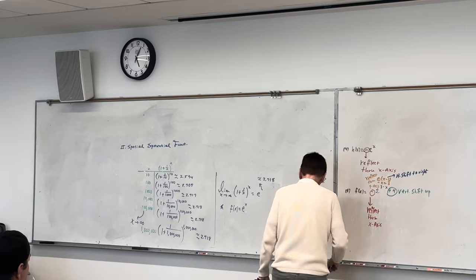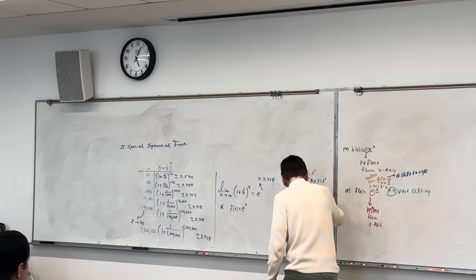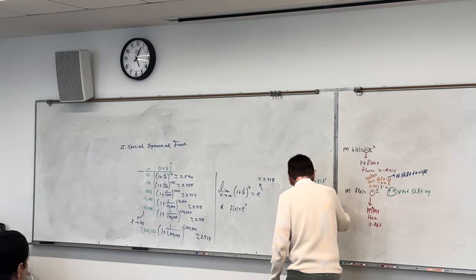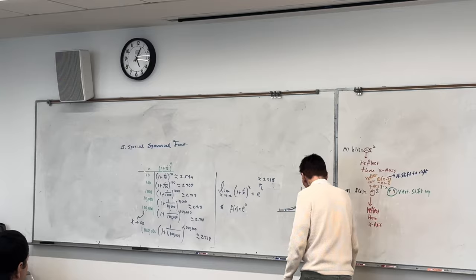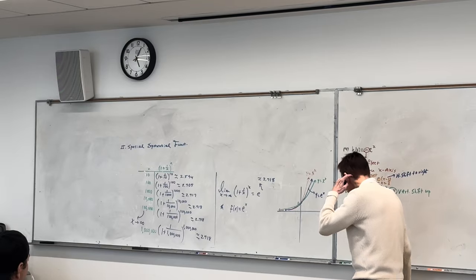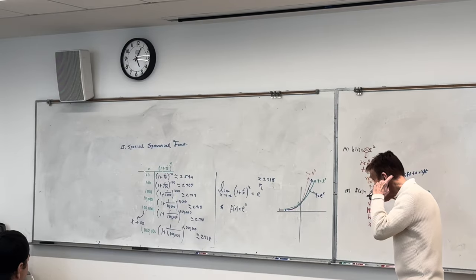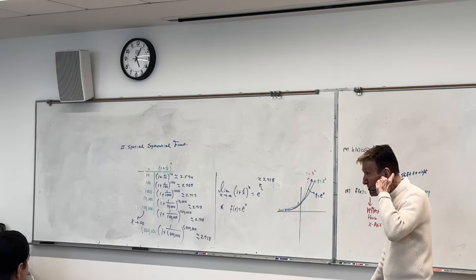It's going to look something like that. The blue one, I'm going to let the blue one represent a rough sketch of e raised to the x. It's caught between 2 raised to the x and 3 raised to the x. It's squeezed in between.